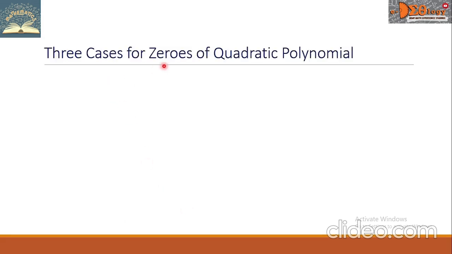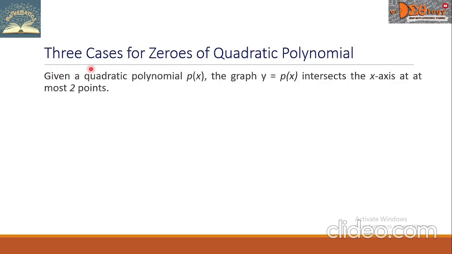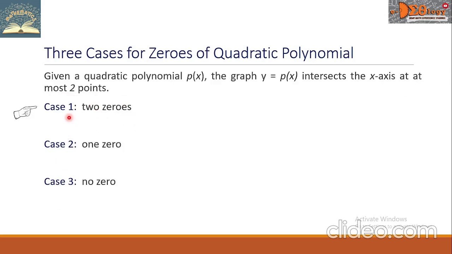We have three cases for zeros of a quadratic polynomial. Given a quadratic polynomial p of x, the graph y equals p of x intersects the x-axis at most 2 points. So we have the three cases. Case 1, when we have two zeros. It means the parabola intersects the x-axis at 2 points.